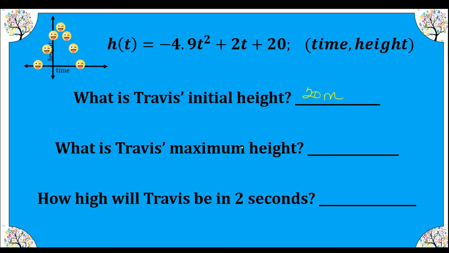What is his maximum height? So we have to use the vertex formula, negative b over 2a will give us the time, and then we'll plug that in. So x equals negative b over 2 times a. And let's calculate that. So 2 divided by 9.8. We get about 0.2. So we're going to say about 0.2 seconds. So in 0.2 seconds, he reaches his maximum height.